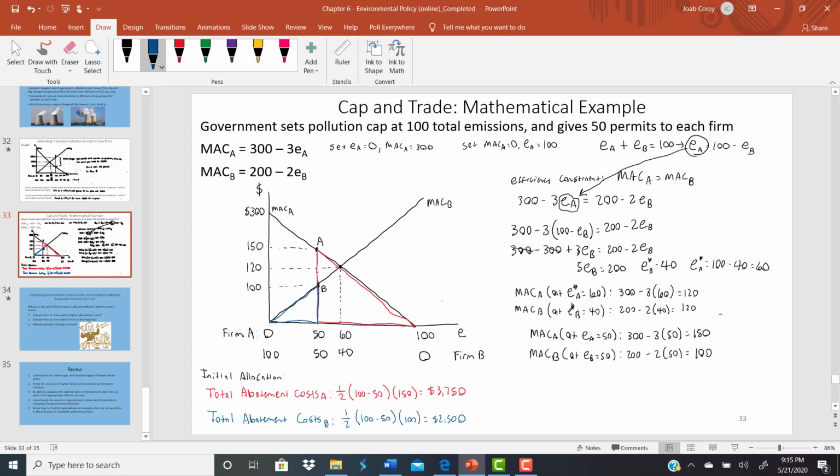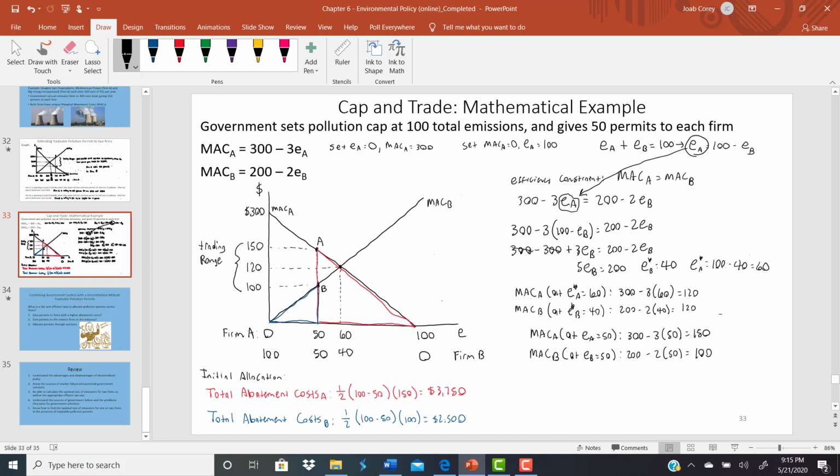But again, firm B now is thinking, hey, I'll be willing to sell emissions for anything over 100. Firm A is like, hey, I'd be willing to buy emissions for anything less than 150. So we can see a trading range open up here between 100 and 150. Now, where the price of these first permits are going to be will depend on their relative negotiating ability, but we do know it's going to be between 100 and 150. We also know that $120 is going to be the price of that last permit.